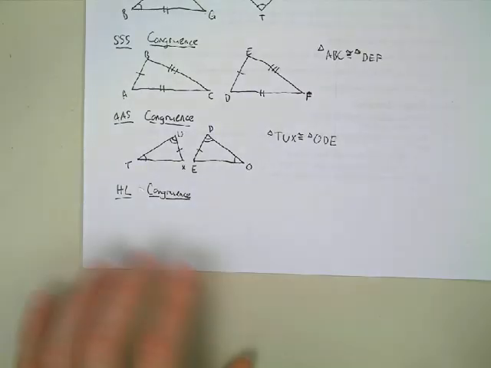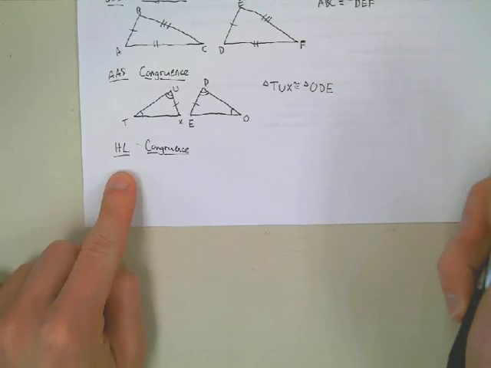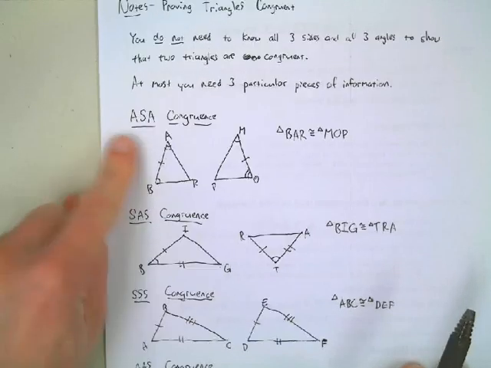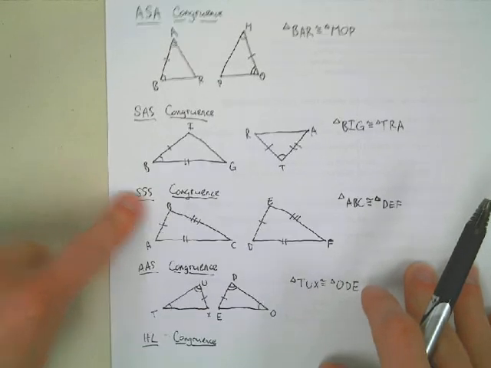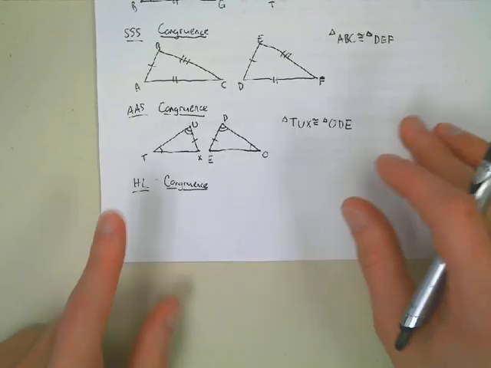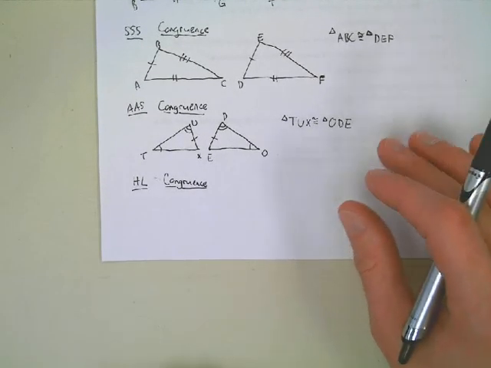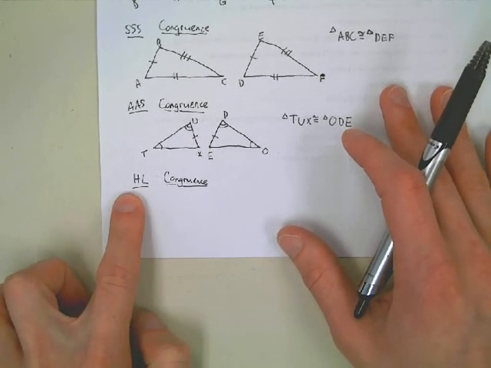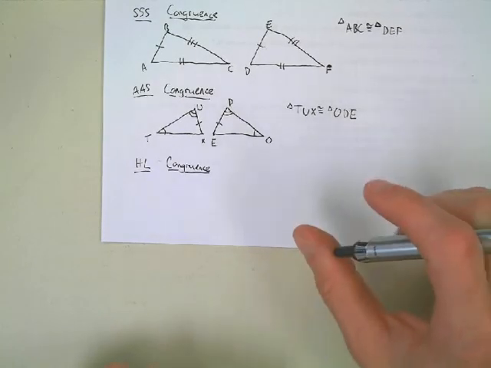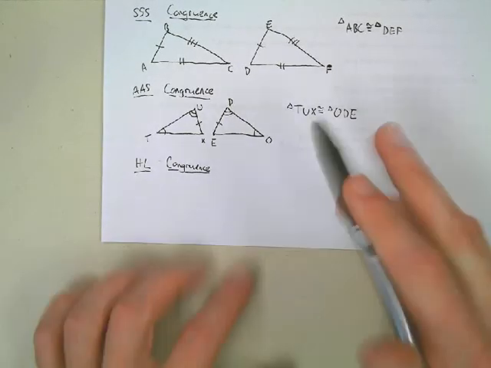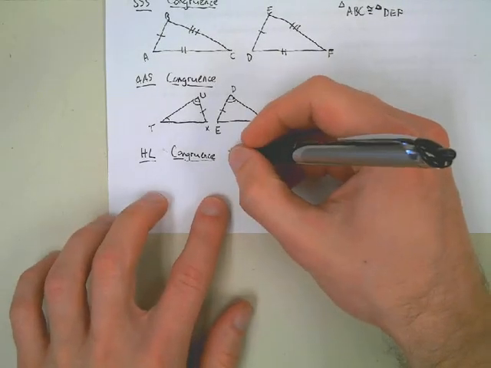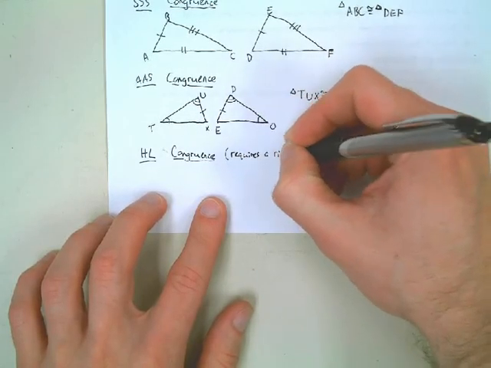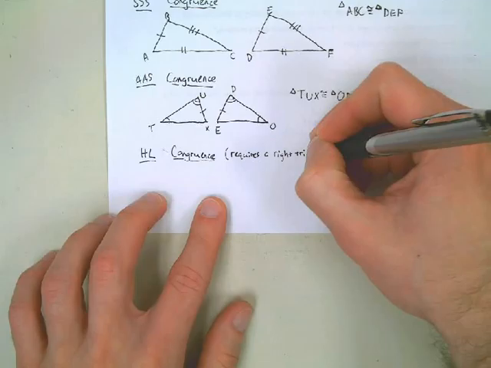Okay, so hypotenuse leg. Now, you might look at this, though, and say, wait a minute, Mr. Whitmire. You just said that at most you need three particular pieces of information. And you were with me because there's three there, there's three there, there's three there. But here, hypotenuse leg. When I say hypotenuse leg, I only see two pieces of information, Mr. Whitmire. How come you said three? Well, in order for a triangle to have a hypotenuse, what kind of triangle must it be? It must be a right triangle. And so this hypotenuse leg congruence requires a right triangle as the third piece of information. If you don't have a right triangle, you can't use it. So that's like the third piece of information.